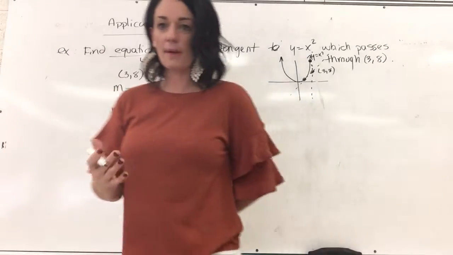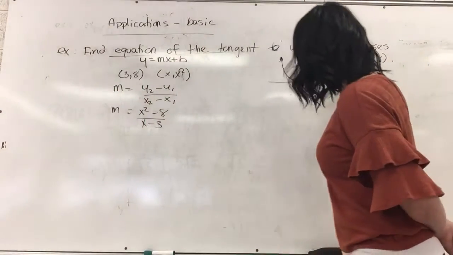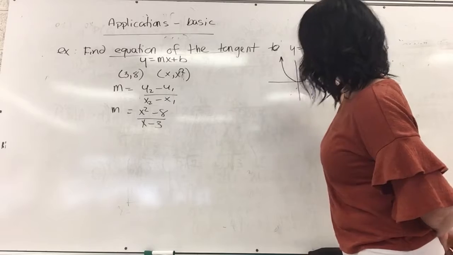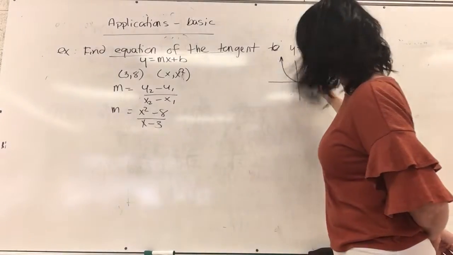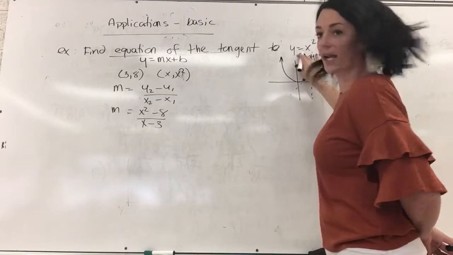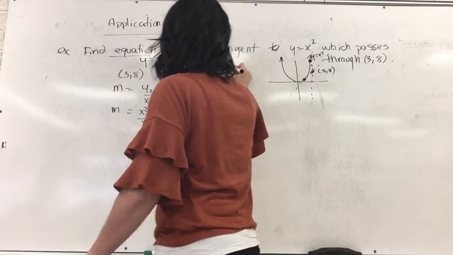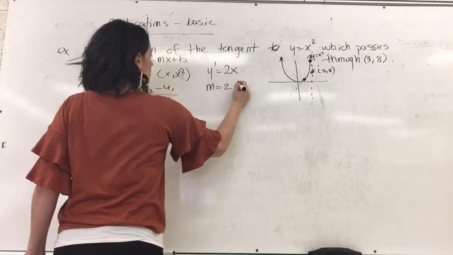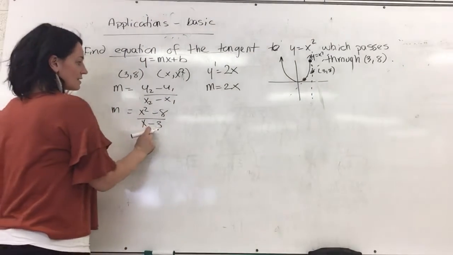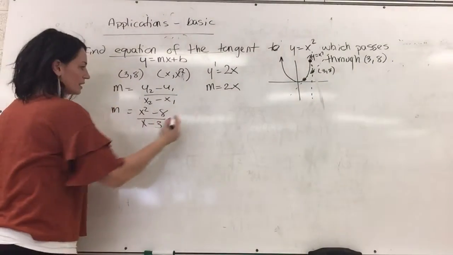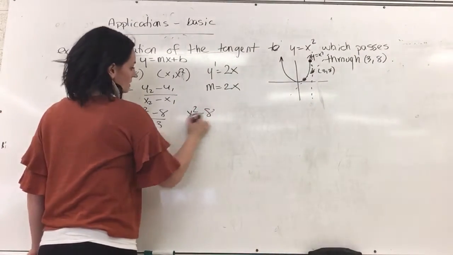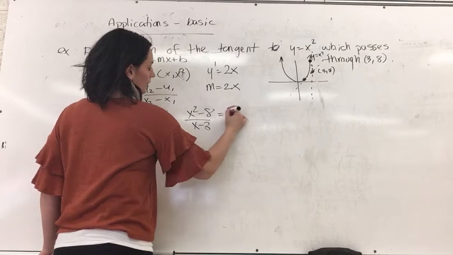What else do I know about slope? Well, I can find the slope of any tangent line at any point on this curve by finding the derivative. If I find the derivative of my function, I get 2x. So m equals 2x. If m equals this and m equals this, then they equal each other. So I'm going to set them equal to each other and solve for x.